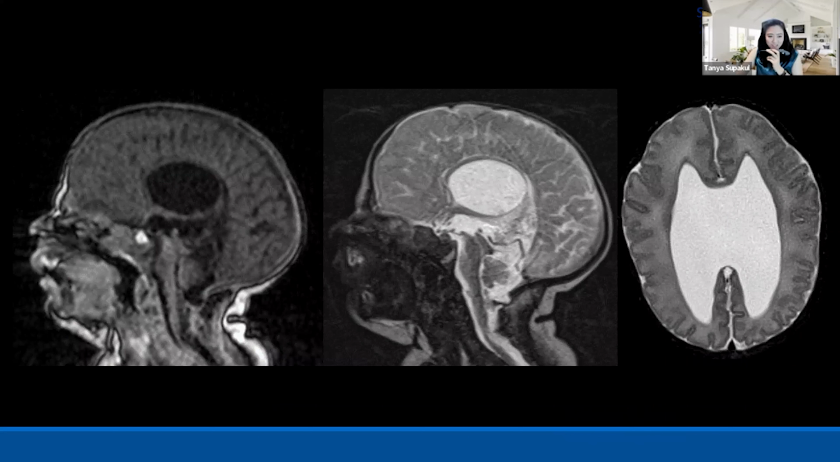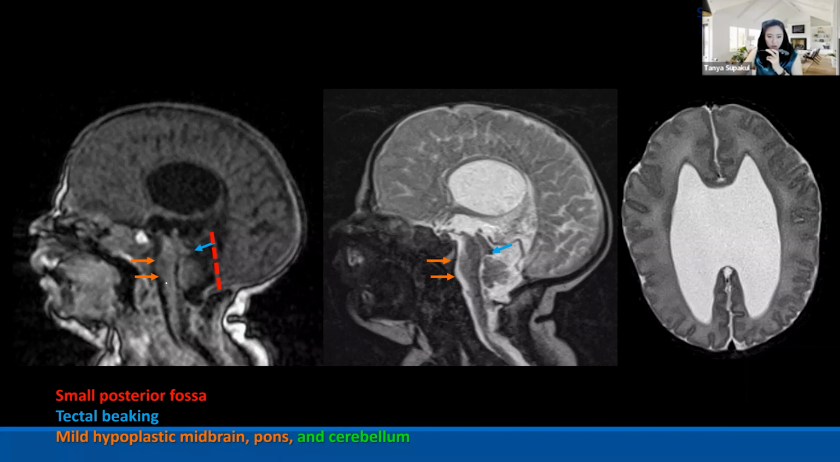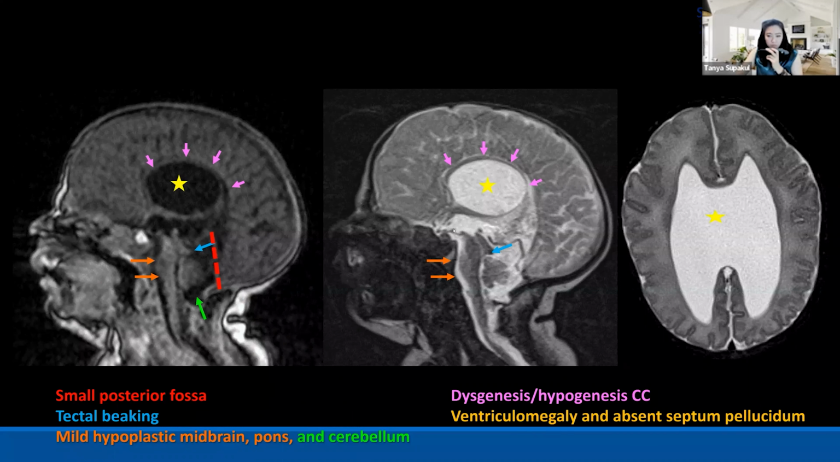Another patient, small posterior fossa here, right, on the sagittal T1 image. And then you see the tectum, some tectal beaking that you can see here. Also flattening or maybe some hypoplasia of the pons and also small cerebellar hemisphere here. And when you check at the corpus callosum, it is very thin and incompletely formed. So there is some dysgenesis or hypogenesis of the corpus callosum. Also absence of the septum pellucidum.